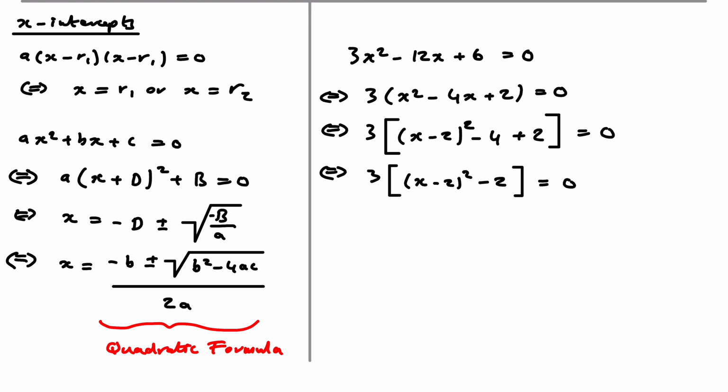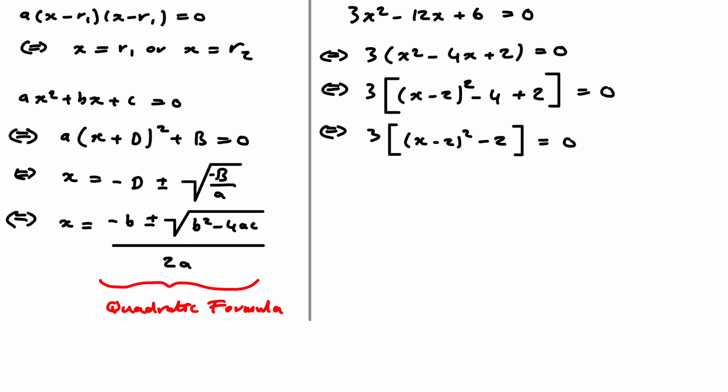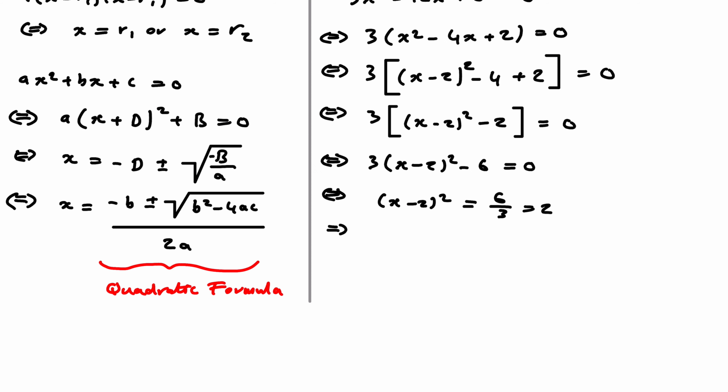It's equal to 0. Suppose if I want to do all of this fully, I could factor this out. It's kind of unnecessary at this point, but (x - 2)^2 - 6 is equal to 0. So that's in my vertex form. Now this is if and only if (x - 2)^2 is equal to, well, 6 divided by 3, which is 2. So this is if and only if x - 2 is plus or minus the square root of 2.